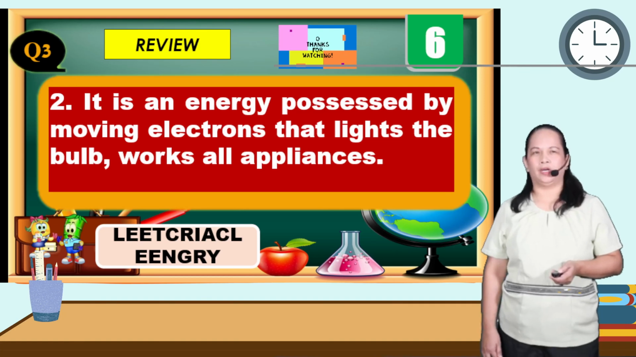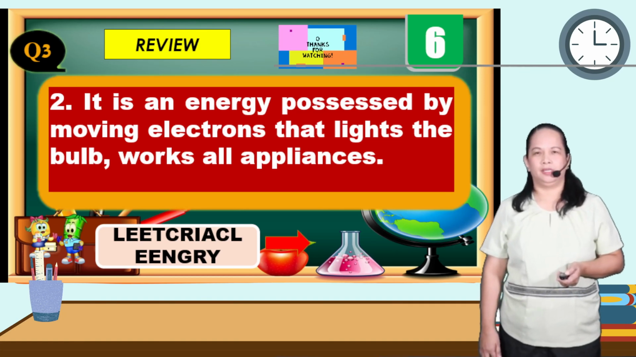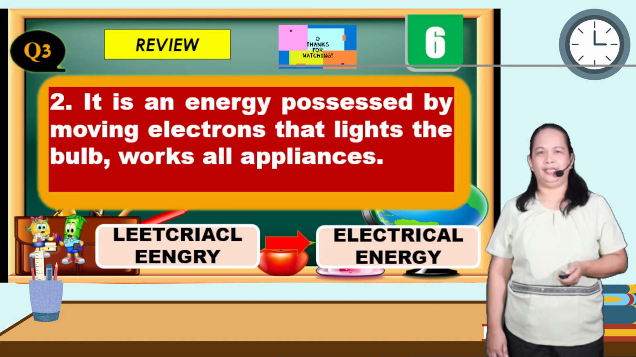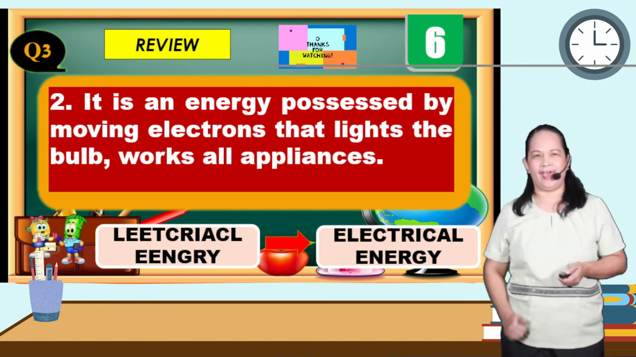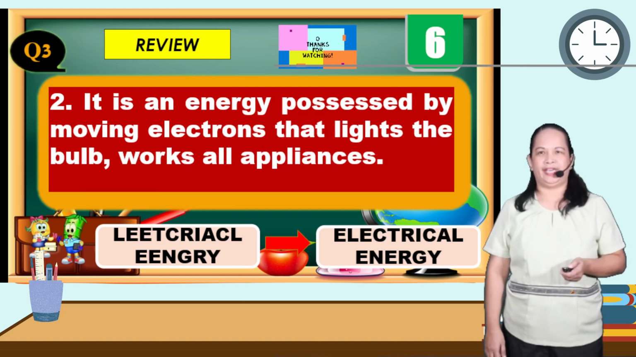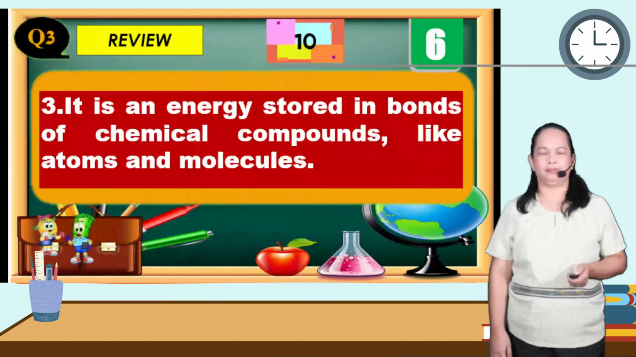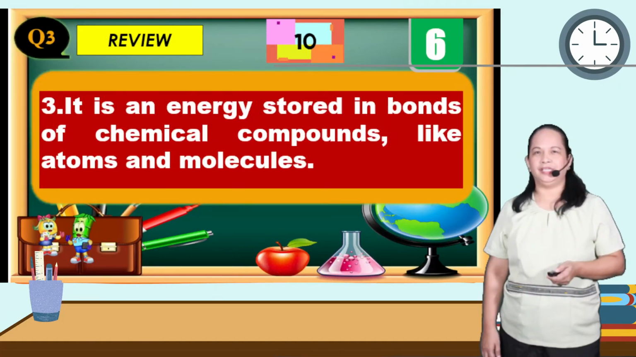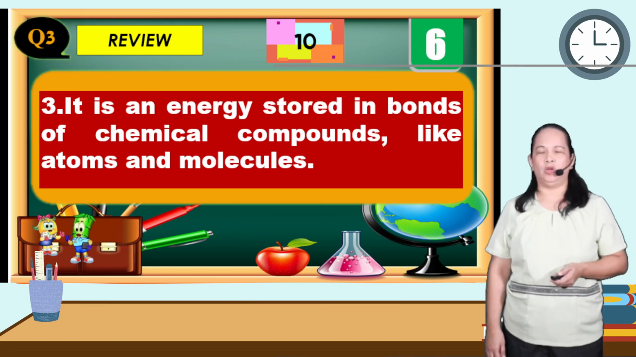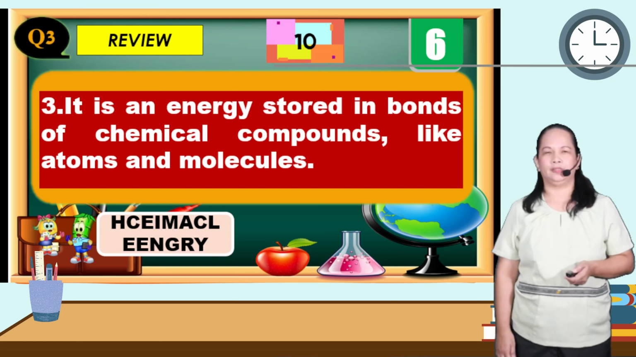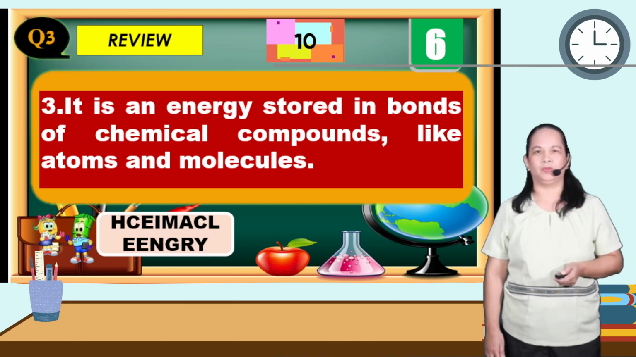Okay, so what is the correct answer? Yes, it is electrical energy. Very good, grade 6 learners. I know you've got the correct answer. Statement number 3. It is an energy stored in bands of chemical compounds, like atoms and molecules. So here are the jumbled letters. Timer starts now.